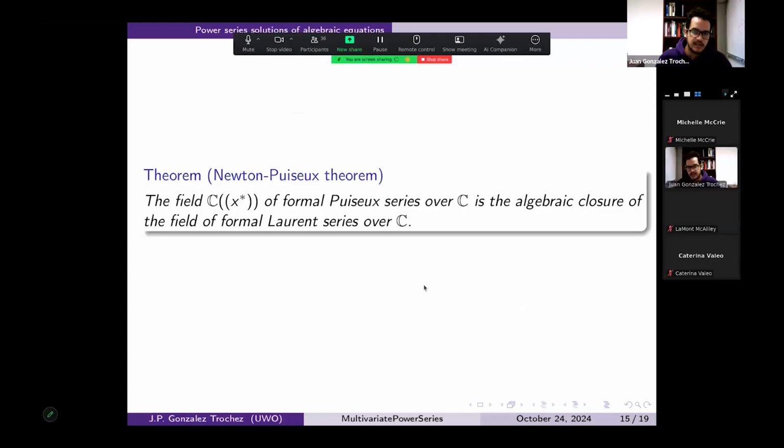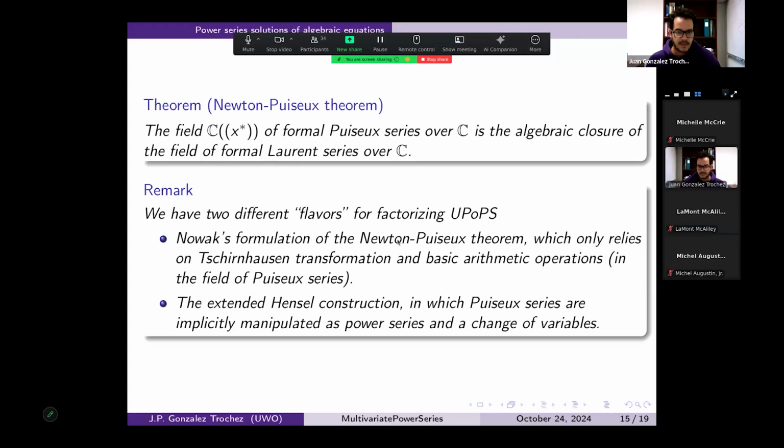Now, the Newton-Puiseux theorem says that the field of formal Puiseux series over C is the algebraic closure of the field of Laurent series over C. We have 2 different flavors of this theorem inside of the MultivariatePowerSeries package for the computations of UPOPs. The first one is Novak's constructive proof of the Newton-Puiseux theorem, which relies only on a transformation and basic arithmetic operations in the field of Puiseux series. And the second one is the extended Hensel construction, in which Puiseux series are implicitly manipulated as power series and a change of variable.